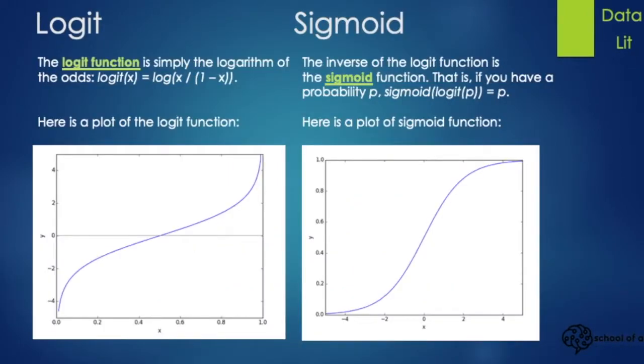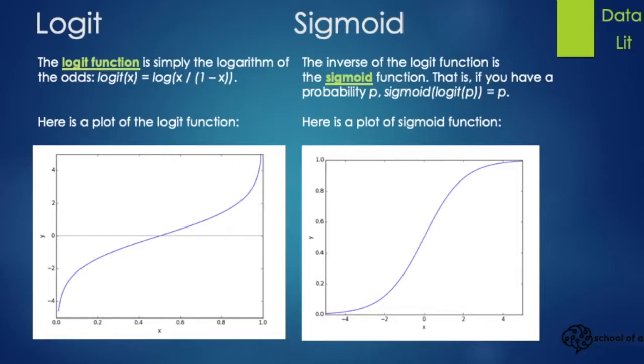Let's see two new functions, a logit function and a sigmoid function, and how they can help us differentiate between linear regression and logistic regression. The logit function is simply the logarithm of the odds. So logit of x will give us log of x divided by 1 minus x.